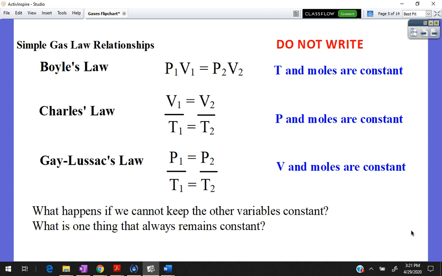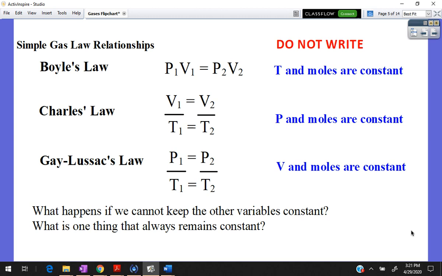So one thing we have to ask ourselves among our simple gas law relationships: every single time, we held two variables constant. What happens if we can't keep two of the variables constant? What happens if we can only keep one constant, or we can't keep any of them constant? We needed a way to measure these relationships.